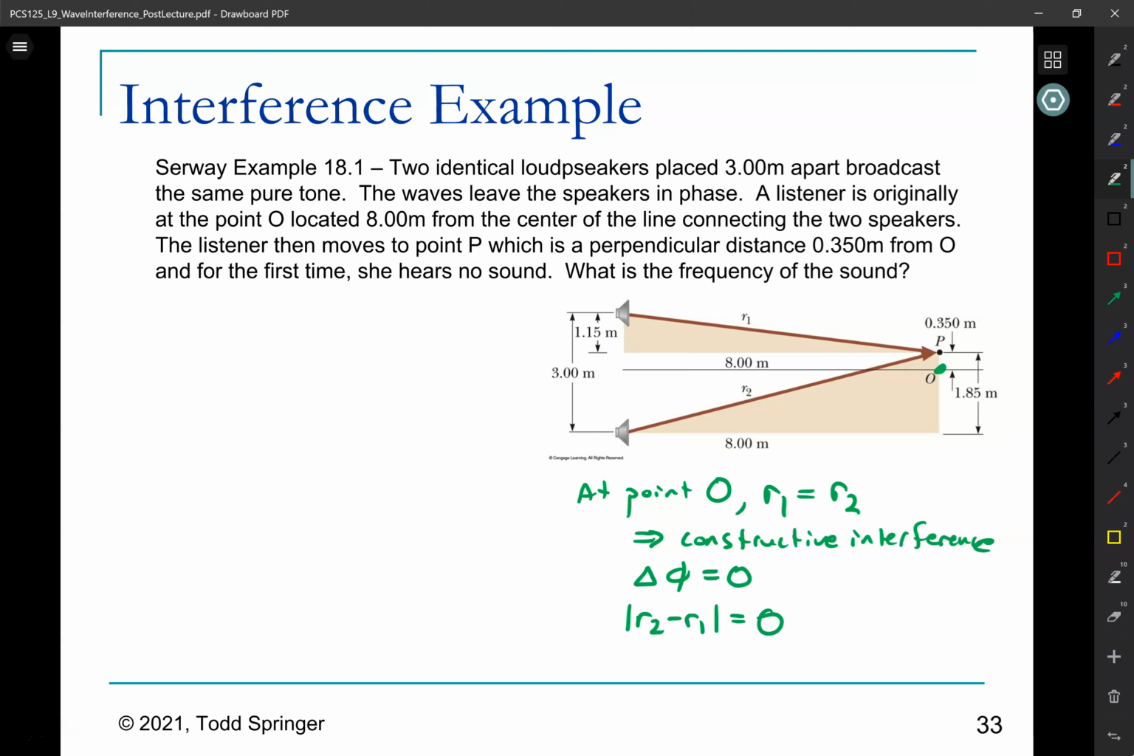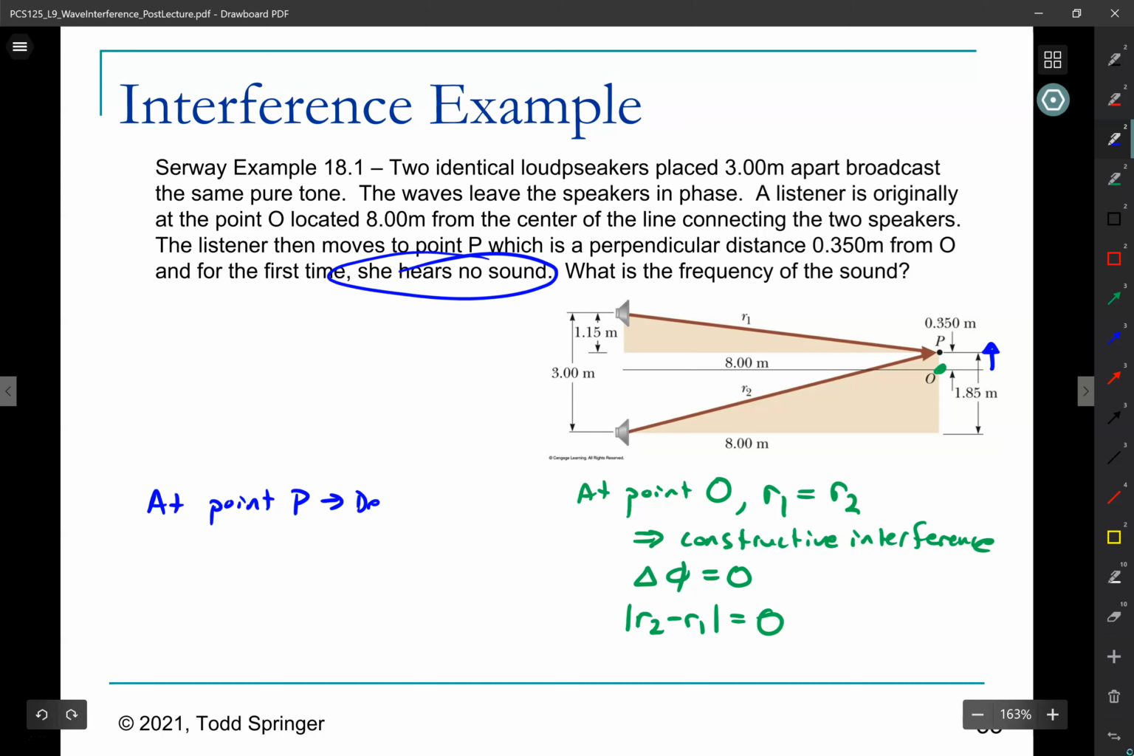Now, when she starts moving up from point O to point P, R2 becomes longer than R1. She's moving further away from speaker 2 than speaker 1. And then at some point, she stops hearing any sound. So that's where I'm getting destructive interference for the first time. So at point P, I have destructive interference because she hears no sound, which means that delta phi is equal to pi. It's the first time she hears destructive interference. And it means that R2 minus R1, the path length difference, is 1/2 of a wavelength.